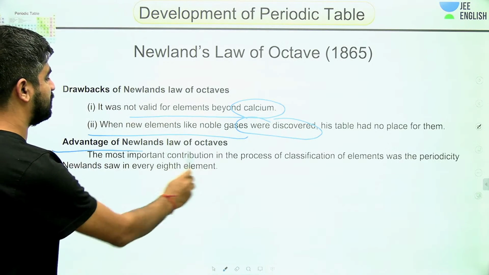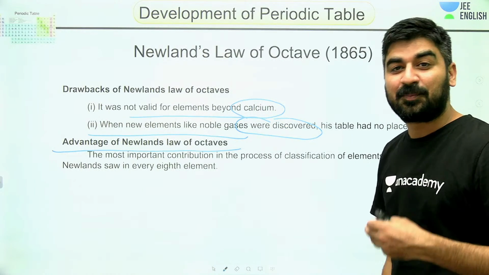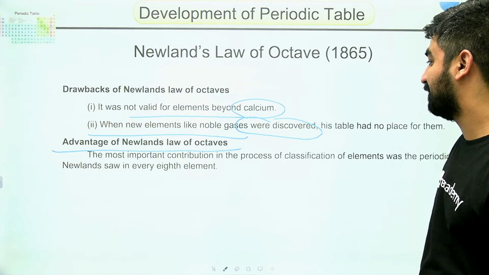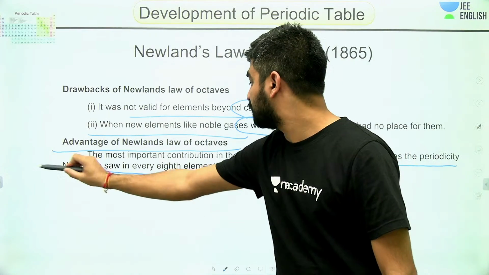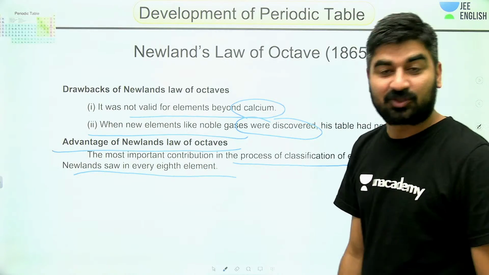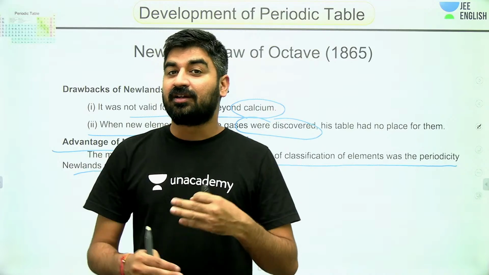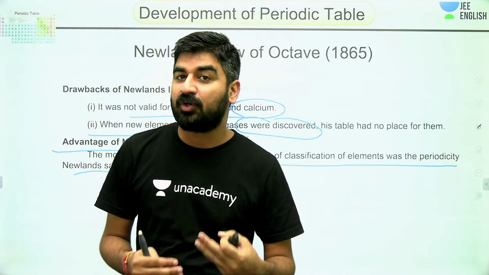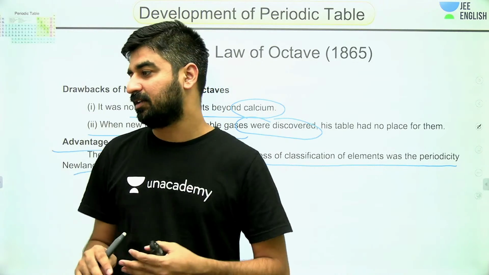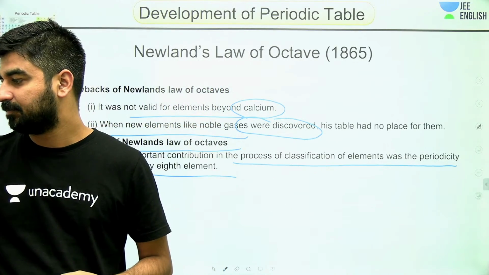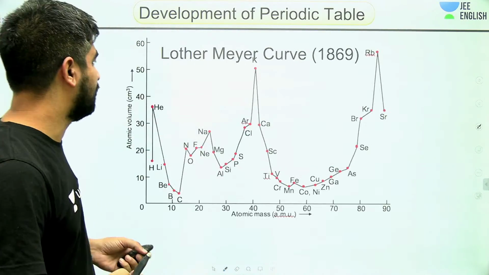And what are the advantages of Newland's law of octave? I told you the disadvantage, but still there were some advantages. The most important contribution in the process of periodicity was that Newland saw it in every eighth element. So scientists started thinking that there is some periodicity. What do you mean by periodicity? If something repeats itself after a certain interval, then it is called periodicity. So scientists started thinking about periodicity.